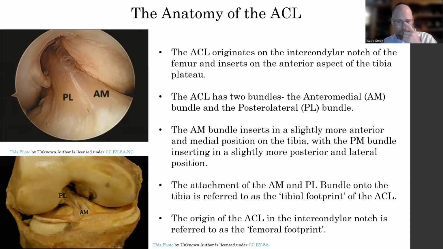So those attachments of the ACL onto the tibia, where that attaches, is called the tibial footprint. So the attachment of the ACL onto the tibia, that spot is referred to as the tibial footprint. Conversely, the origin of the ACL at the femur is referred to as the femoral footprint of the ACL. So we have the tibial footprint on the tibia and the femoral footprint on the femur.